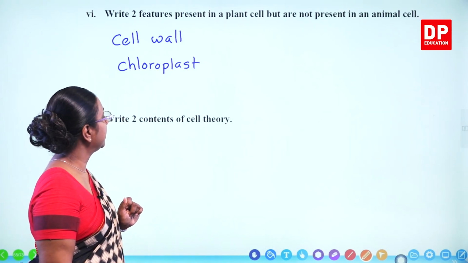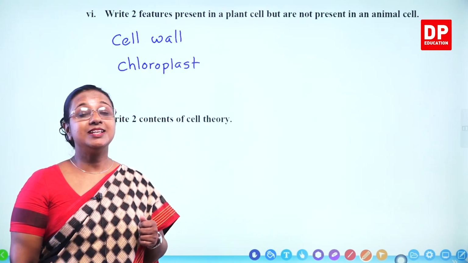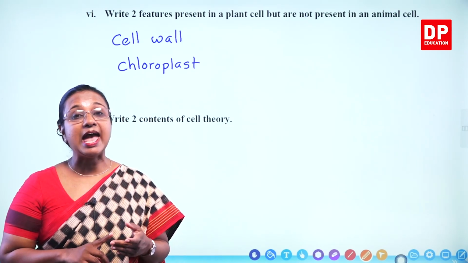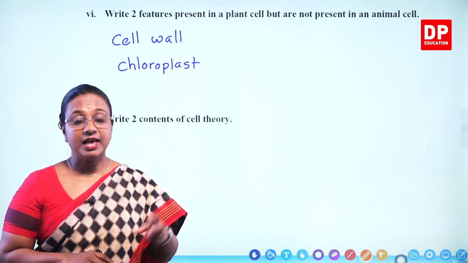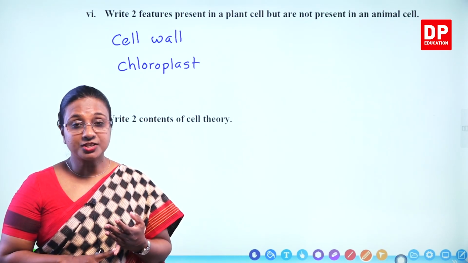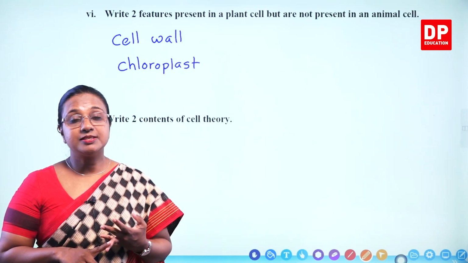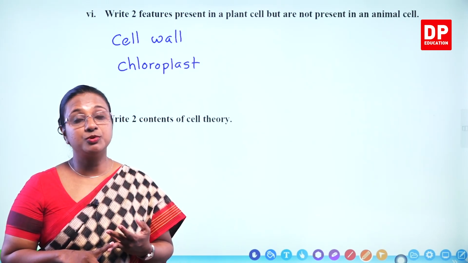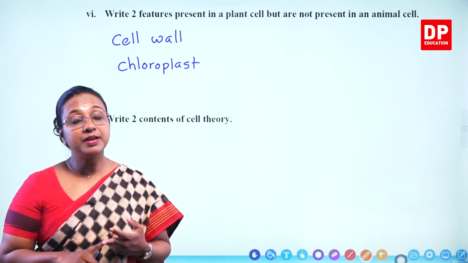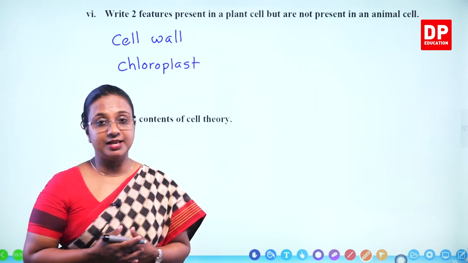Write two contents of cell theory. I'm sure you remember the cell theory, students. It was proposed by Schleiden, Schwann, and Rudolf Virchow. And there are three contents. Cell is the structural and functional unit of life. All organisms are made up of one or more cells, and new cells are formed from pre-existing cells. You can write any two contents.